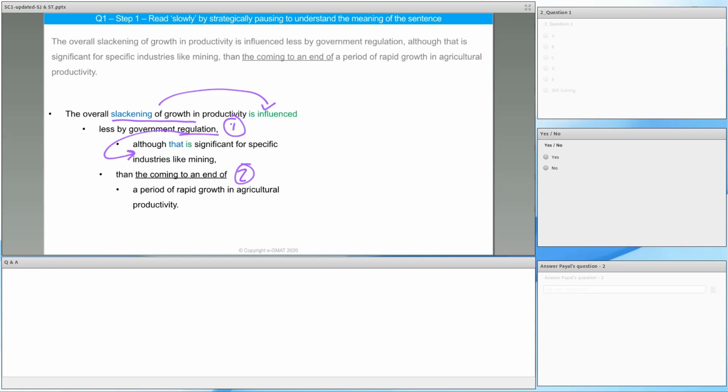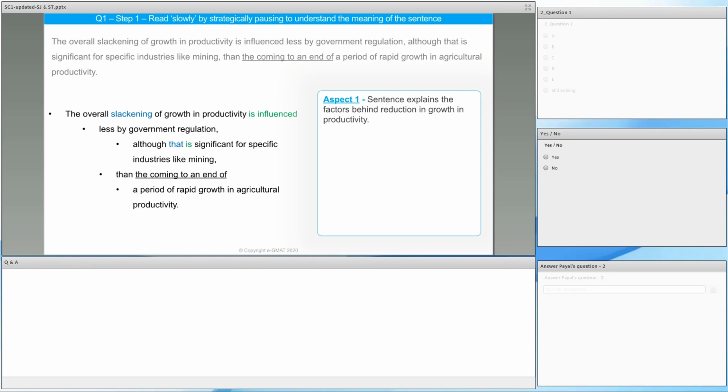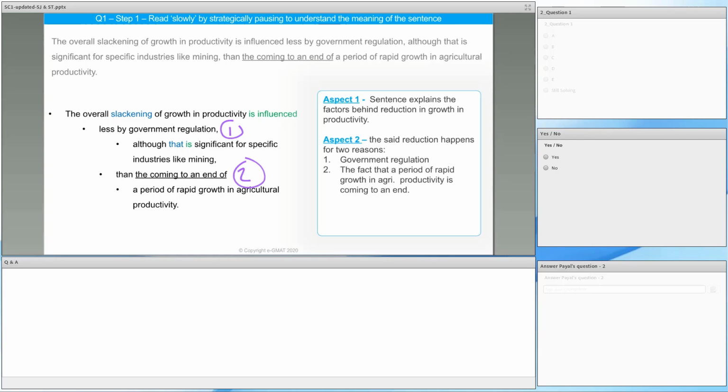So the sentence, as I paused and assessed the meaning of it, I'm going to pull key aspects out. And what I mean by key aspects are these main ideas. So the first main idea that I pull is that this sentence is explaining the factors behind the reduction in growth and productivity. The second idea is that we have two aspects, right? We have the government regulation, which we labeled as we were doing our active reading, and we have the fact that a period of rapid growth in agriculture productivity is coming to an end.